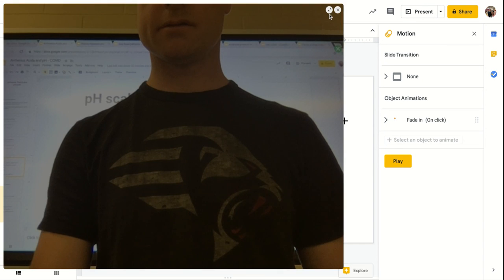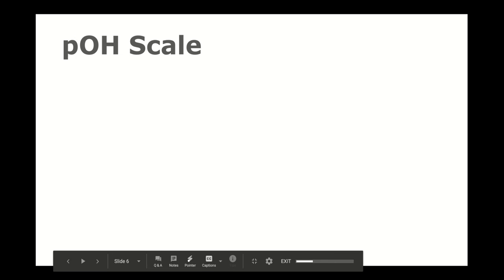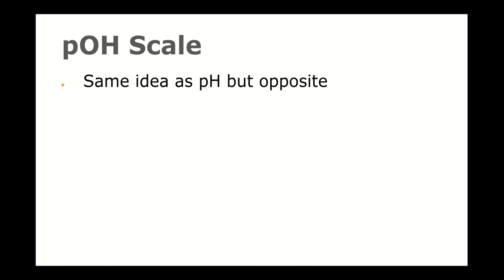Let's go to the next slide. Now this scale you've probably never heard of. It's called the pOH scale. And instead of measuring H plus, it's more conveniently used for things that are bases. So it's the same idea as pH, but it's the opposite. It measures OH minus, and the scale is flipped. So instead of below 7 being acidic, on the pOH scale, 0 to 7 is basic.